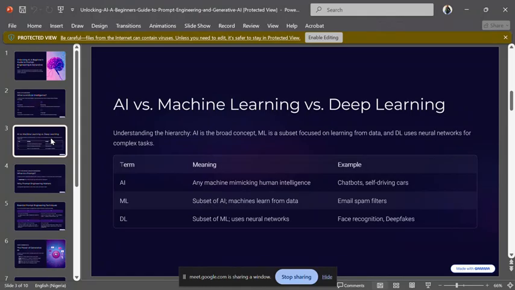A classical example here, as stated: a subset of AI where machines learn from data. That's what machine learning is all about. They learn from data. We don't really need to go deep into this. Then an example: email spam filters. All of us here, we have spam in our email, yeah? Hello? Yes, we do.